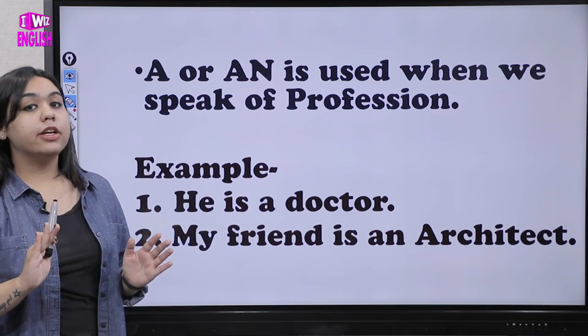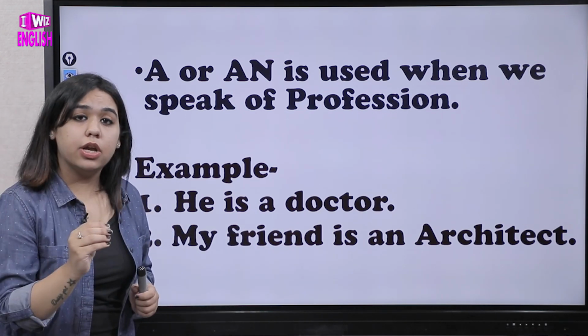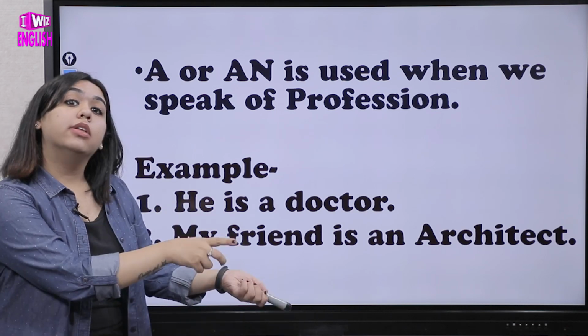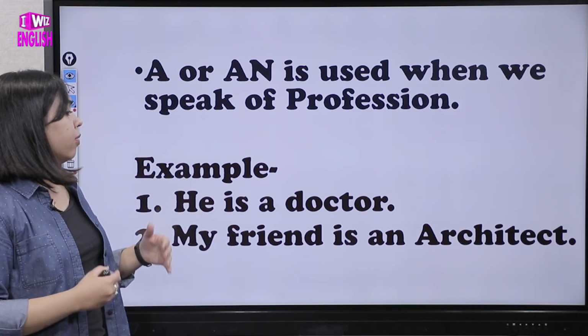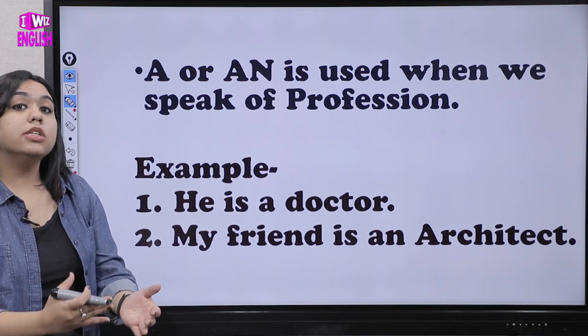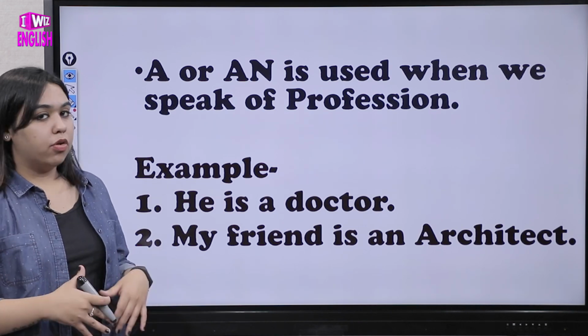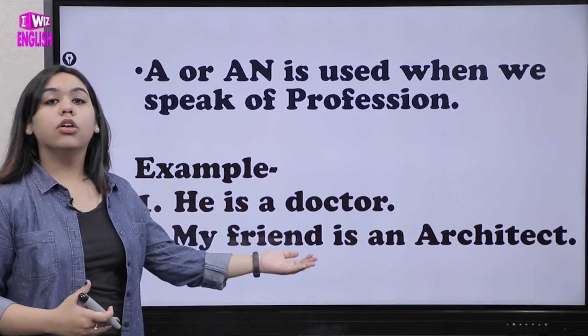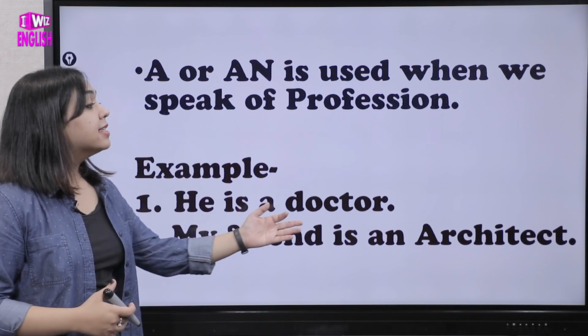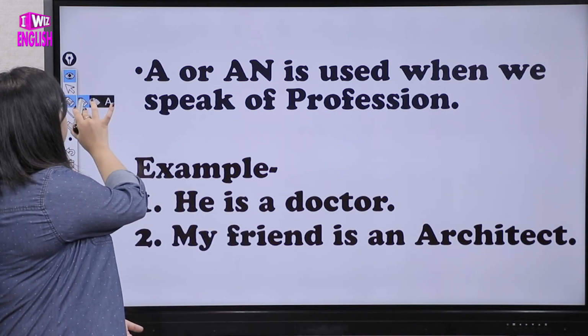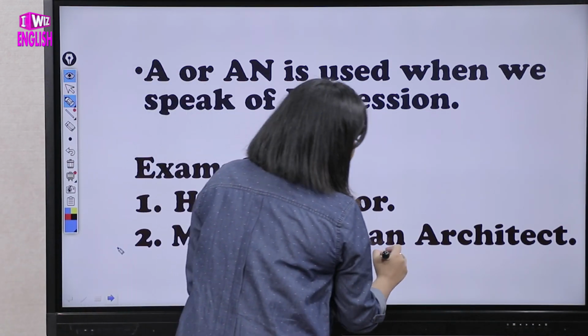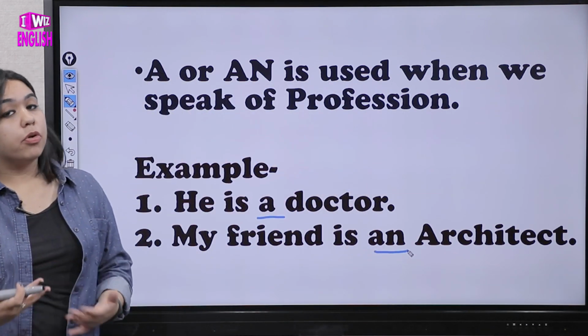We are not specifically talking about somebody in particular, like the doctor that I met, okay? You're understanding it? We're just talking about somebody's profession, like he is a teacher, okay? So like that, he is a doctor. My friend is an architect. So you see that we use a or an whenever we are talking about somebody's profession.